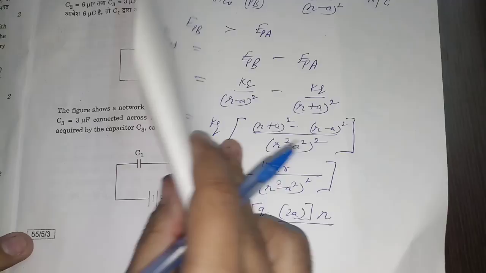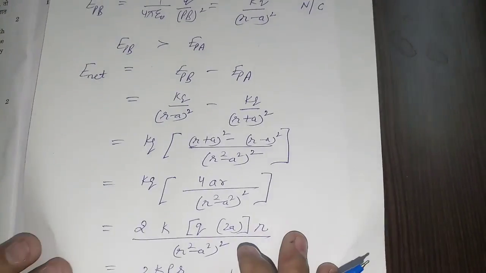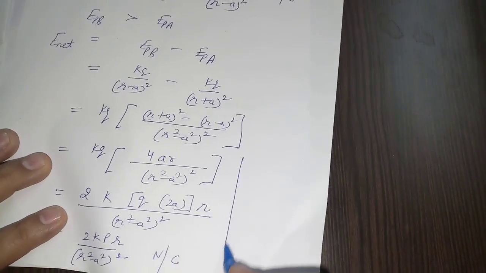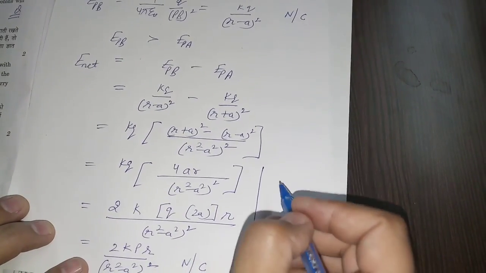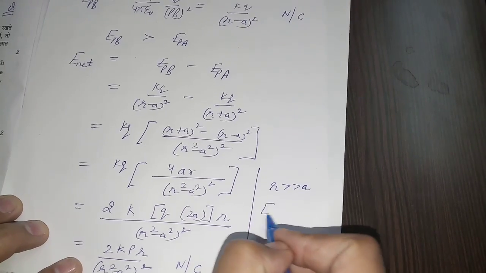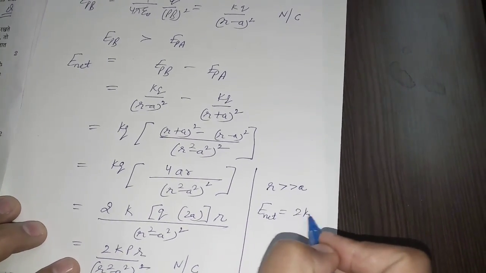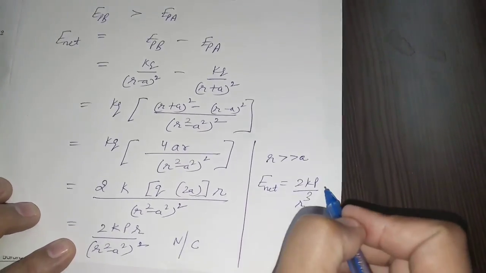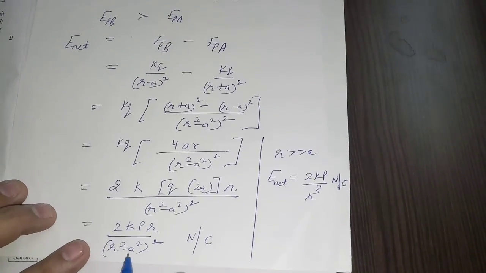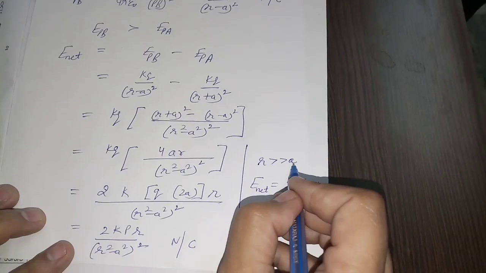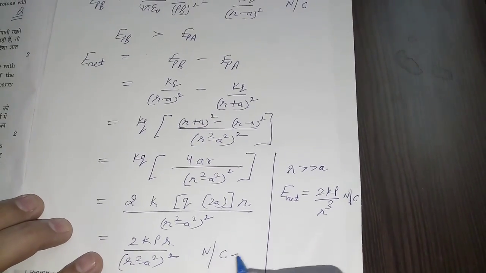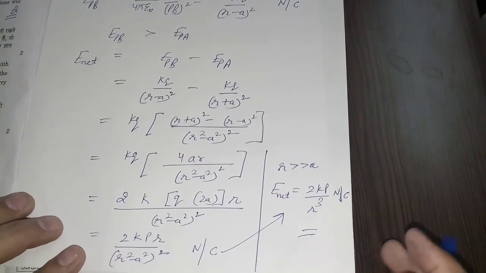Now the case when the distance R is very much greater than A. Since they have asked to write the expression only, the expression would be 2Kp upon R cube, because in that we replace A with 0, as R is very much greater than A. So after solving this, we get 2Kp upon R cube.